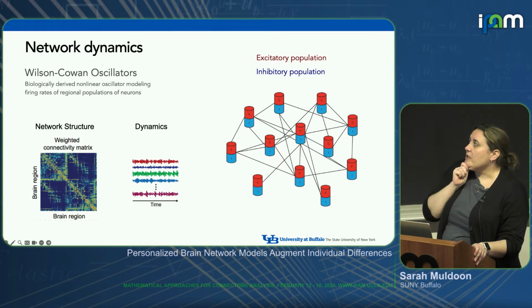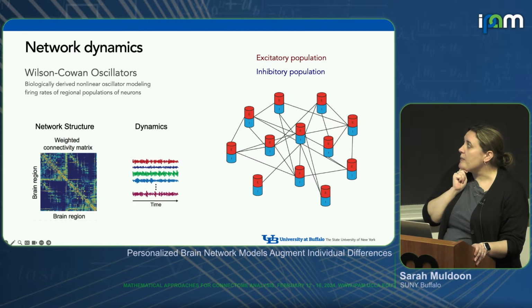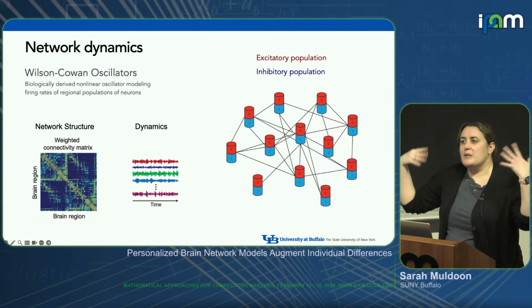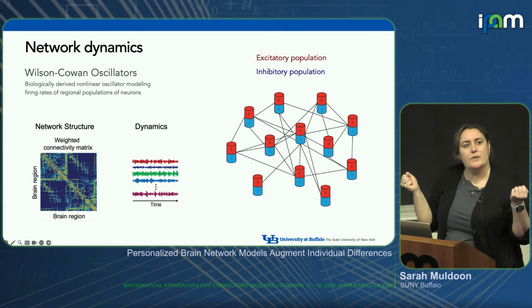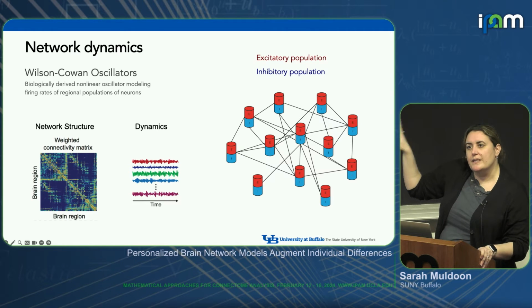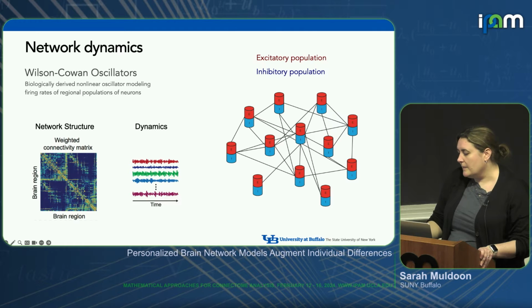What we're using here are just Wilson-Cowan oscillators, okay? So this is a coupled excitatory inhibitory population, okay? And they're kind of in some way representing like cortical columns or something like that. We're not really too concerned with the biological representation here, because what you're going to see is that we're not really using this to get at mechanisms so much as to make predictions, okay?